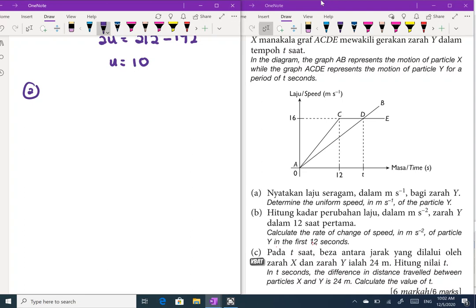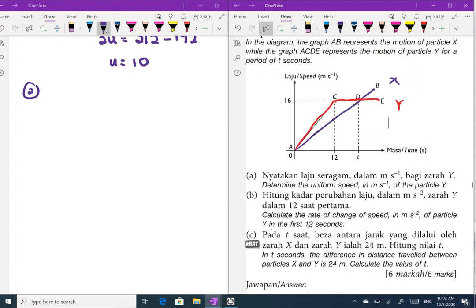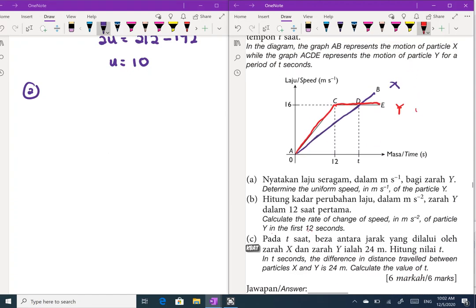In the diagram, the graph AB represents the motion of particle x. So AB is our particle x, and ACDE represents the motion of particle y. For a period of t seconds, determine the uniform speed of the particle y. Look at y. I want to determine the uniform speed.